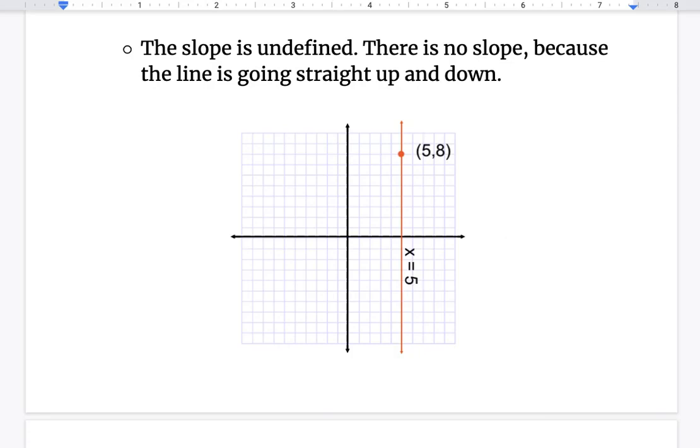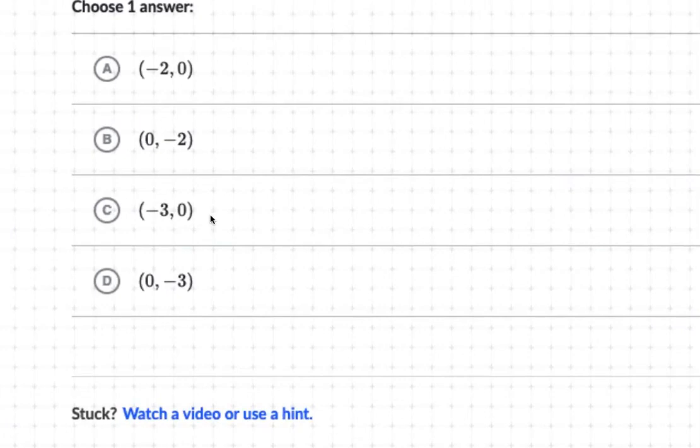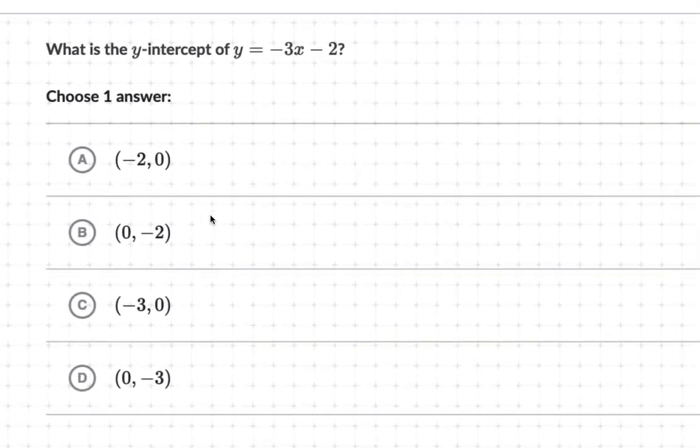All right, let's go through some examples. So in this example, they want you to figure out the y-intercept when you are given the equation y equals -3x minus 2. Pause the video and try it on your own first.